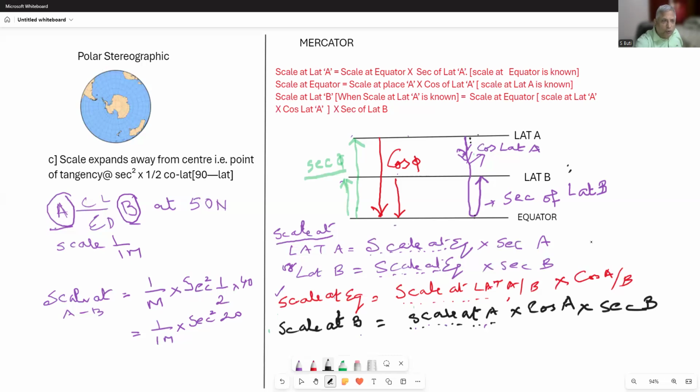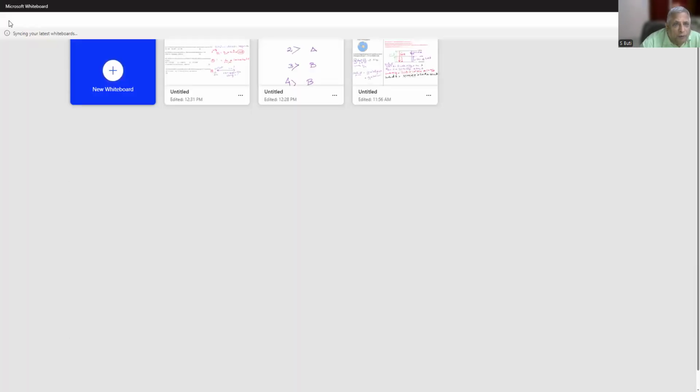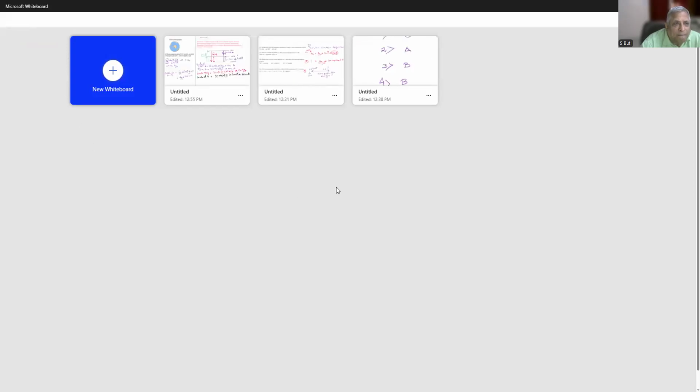Chart length is known to you. Find Earth distance. Earth distance is known to you. Find the chart length. I'm sure you must be keen to do a few numericals. Let's go ahead.